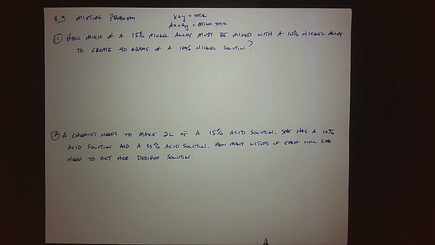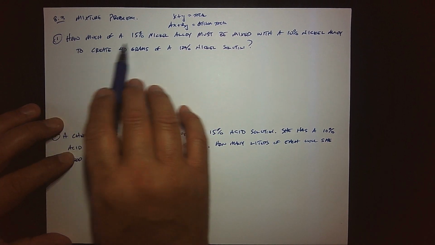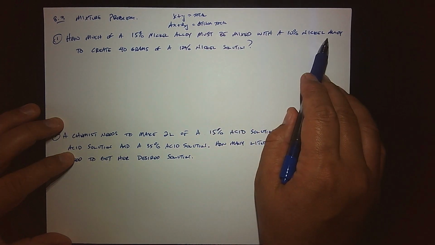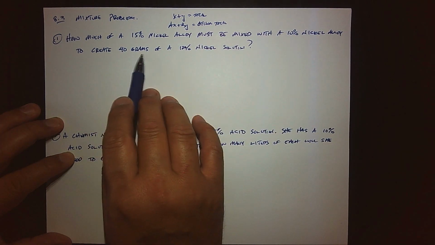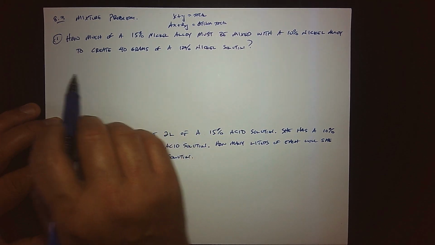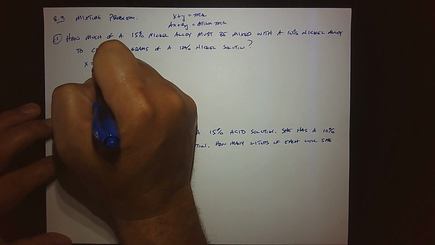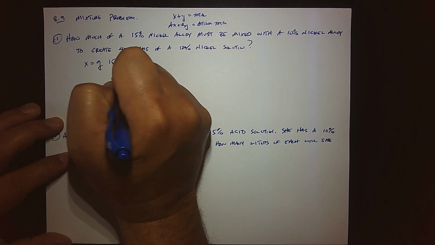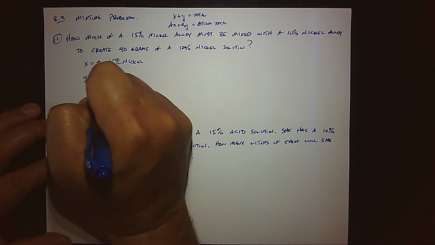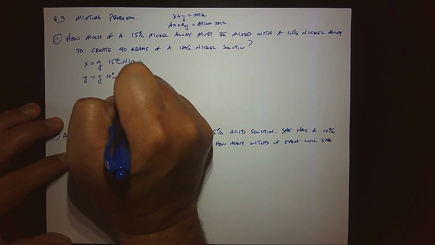So in this first one, we want to know how much of a 15% nickel alloy must be mixed with a 10% nickel alloy to create 40 grams of a 12% nickel solution. So again, what are our unknowns? Well, x would be the grams of 15% nickel, and y would be the grams of 10% nickel.